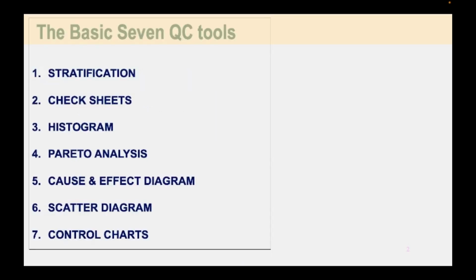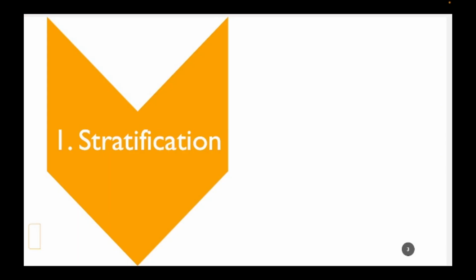7 basic QC tools: stratification, check sheets, histogram, Pareto analysis, cause and effect diagram, scatter diagram, and control charts, which we covered in detail in our earlier presentations. Out of them, the first tool is stratification, which we are going to understand in detail right from the basics, and also we are going to know the secrets of how to use this tool productively in several cases of applications, be it business, quality, or a strategic leadership decision.